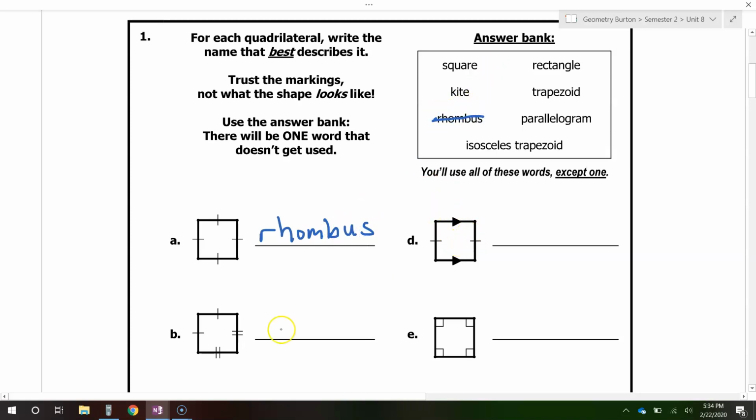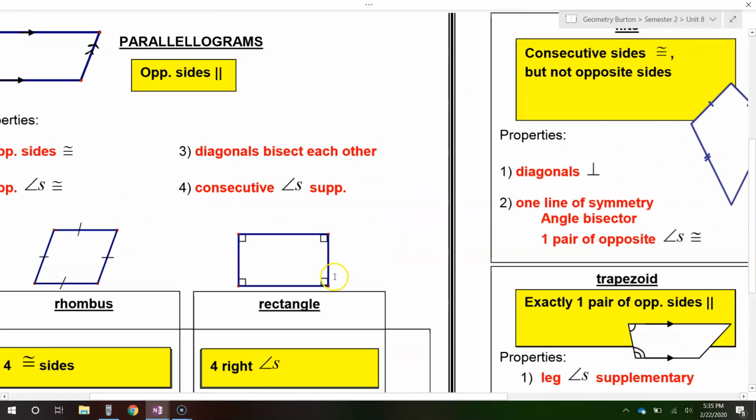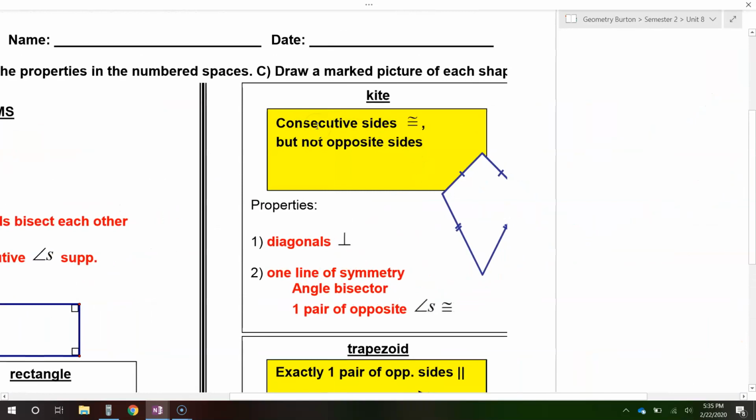All right, this one has 2 pairs of congruent sides that are consecutive. They are touching. The congruent sides are touching. That is a kite. All right, when you have consecutive sides congruent, that makes a kite.